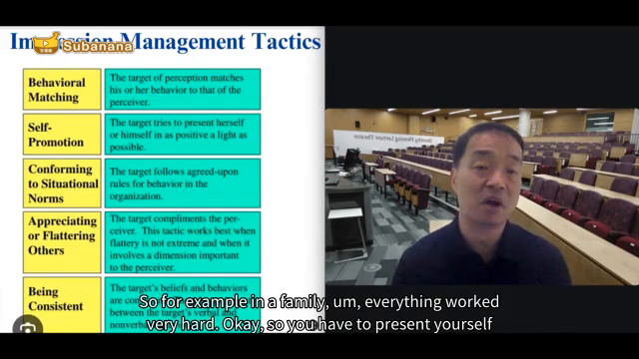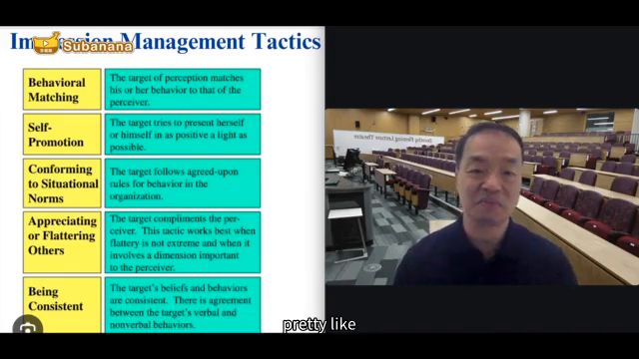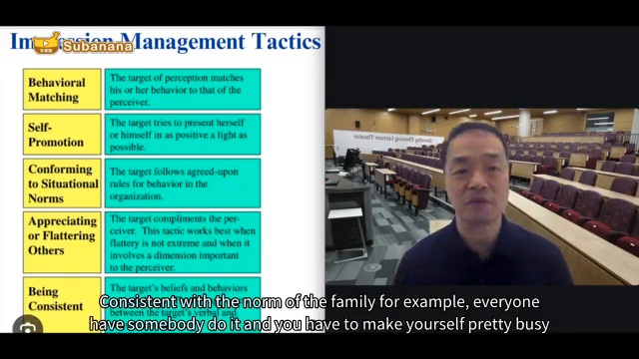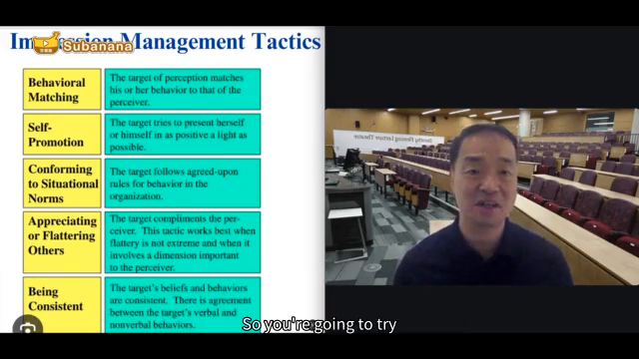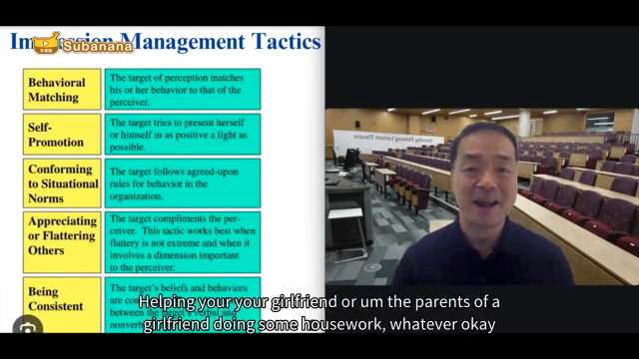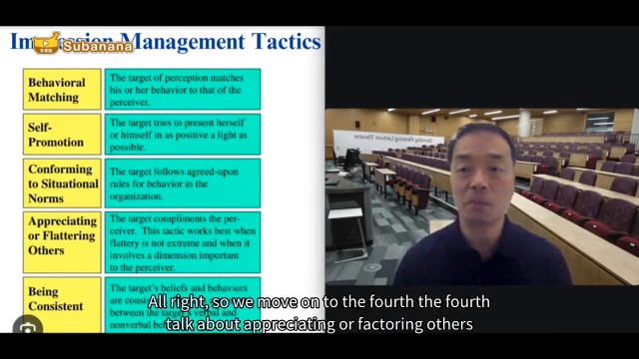So for example, in a family where everyone works very hard, you have to try to behave in a way consistent with the norm of the family. For example, if everyone has something to do, you have to make yourself pretty busy. So you try helping your girlfriend, or the parents of your girlfriend, doing some housework, whatever. Okay, this is a way to try to conform to the norm. All right, so we move on to the fourth.